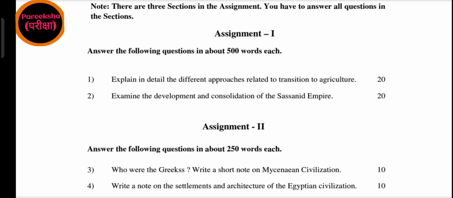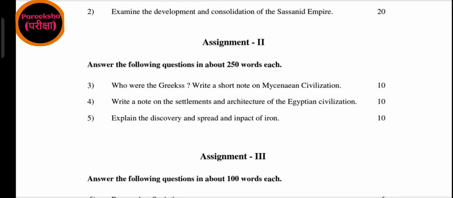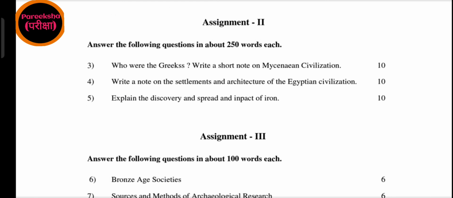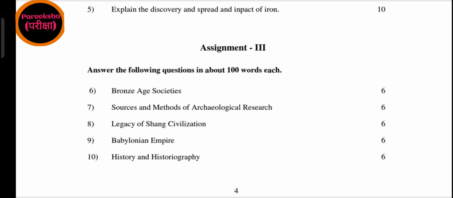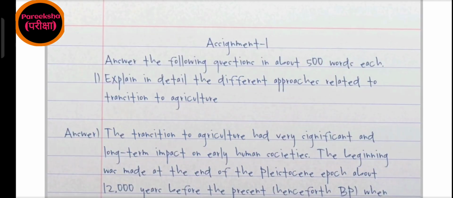असाइनमेंट 1 में two questions are there which contain 500 words each, assignment 2 has 3 questions which contain 250 words each, whereas assignment 3 has 5 questions which contain 100 words each. So let's start with assignment number 1.